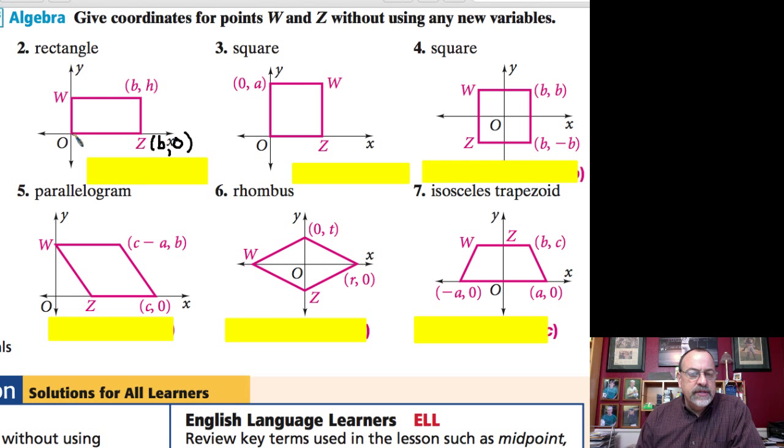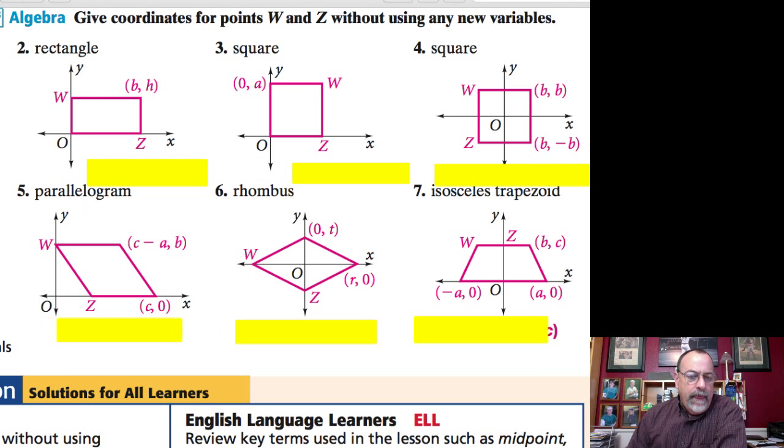The coordinate of w is the distance from here to here. The vertical height is the same as the vertical height of this side, so this y value would give me the coordinate of this. So I don't go horizontally at all, but I do go up h. So that would be the coordinates of the points w and z. And that's all you'll need to do on these particular diagrams.